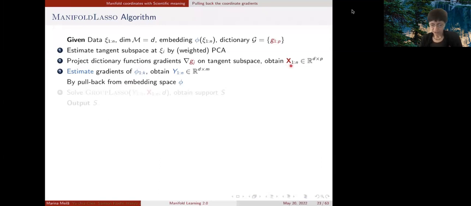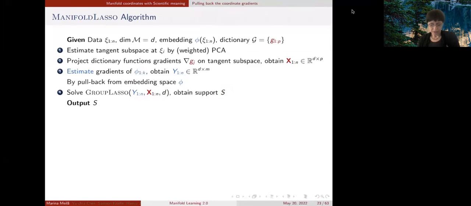And now that we have all the x's and all the y's, the last step is just to call group lasso. The dimension d is the size of the support that we want, and the output of the group lasso will be the support. It will be just a set of dictionary functions.